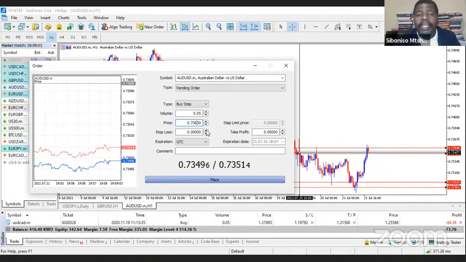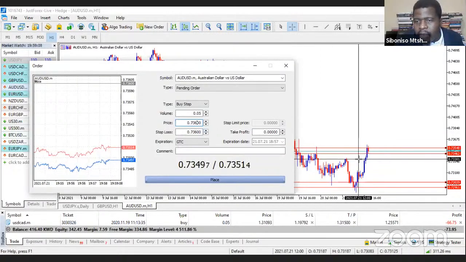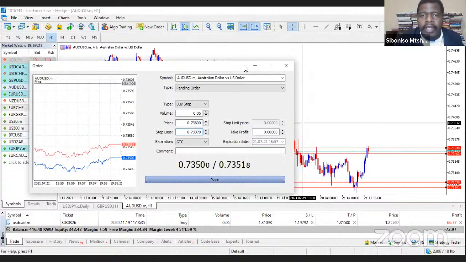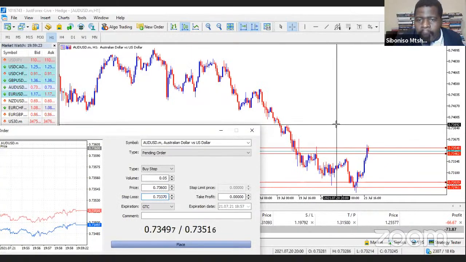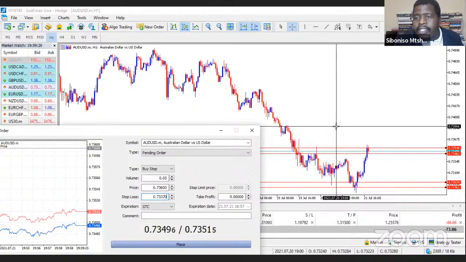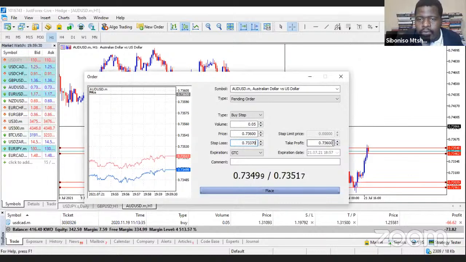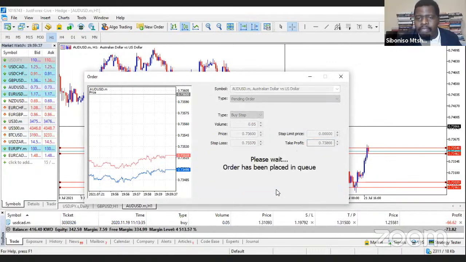Actually, I will make it a trailing stop loss. But initially, I will put my stop loss at around this level here, 7,370. All right, I can always move it. That is my stop loss. And then in terms of my target, I will be targeting 73866. All right, that will be my take profit right there. When my order is triggered, then I can place my order.